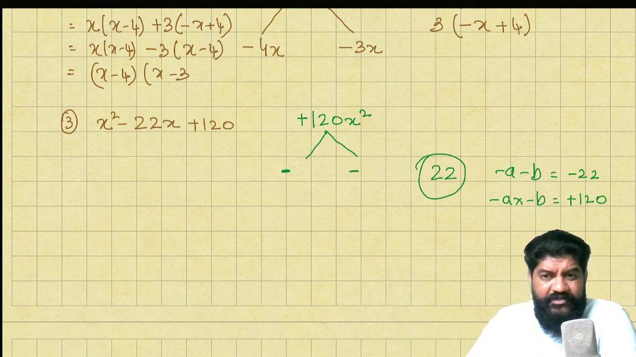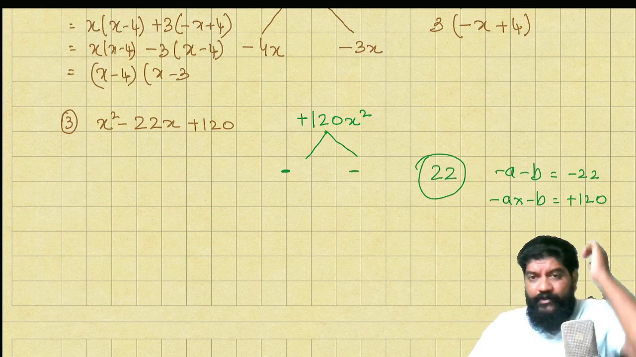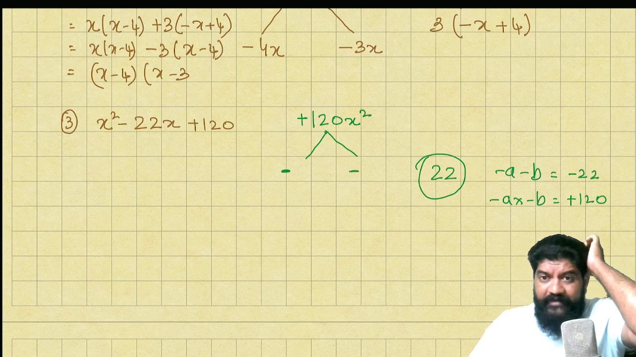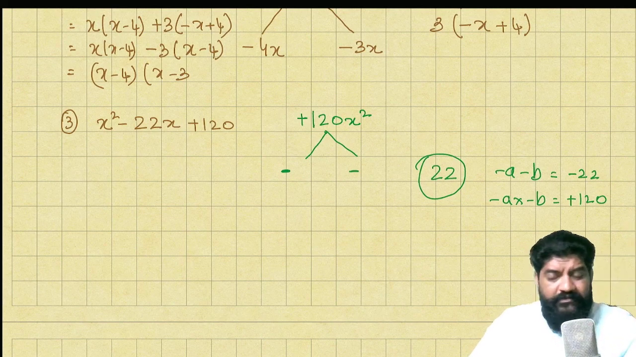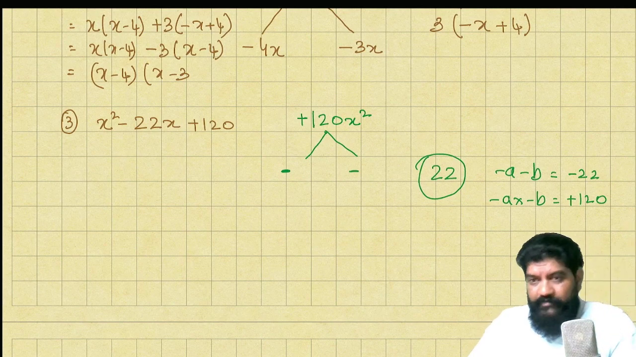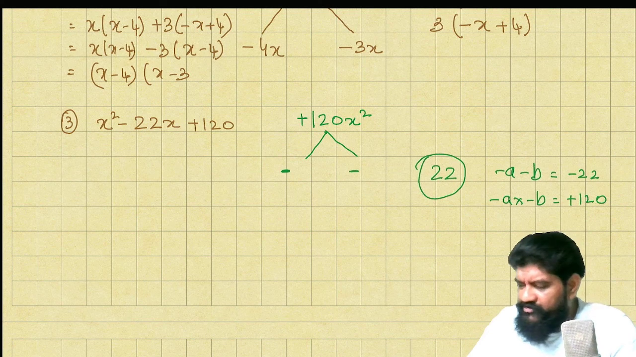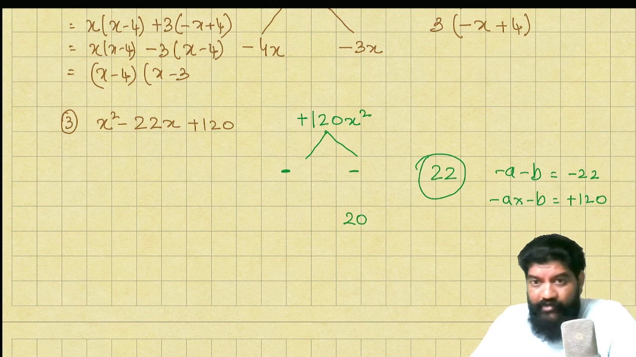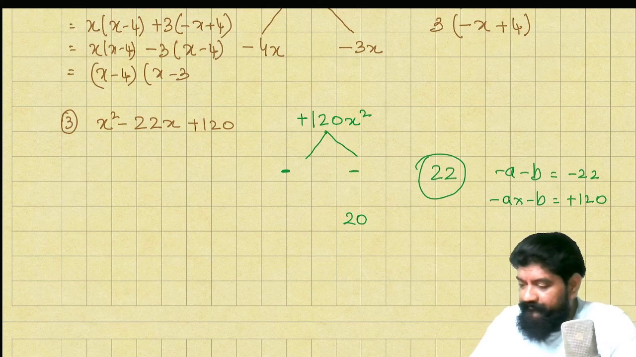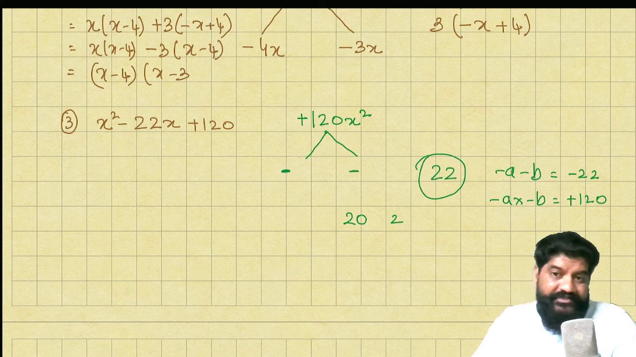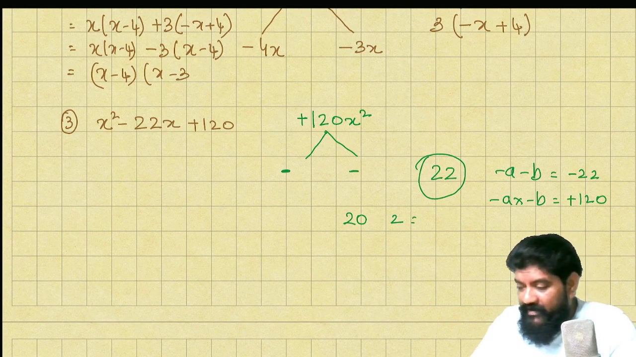Let's randomly choose one number. Do not think too much. Do not sit and try to meditate and see, oh, okay, what is the number that I'm going to get? No, don't do that. Blankly go ahead and choose a number. Let us say, I'm going to choose 20. If I choose a 20, the number I have to choose will be a 2, because 20 plus 2 is 22. Now I multiply them. Will I get a 120? No, I don't. It's a 40.